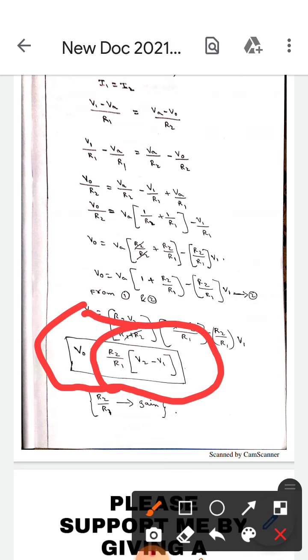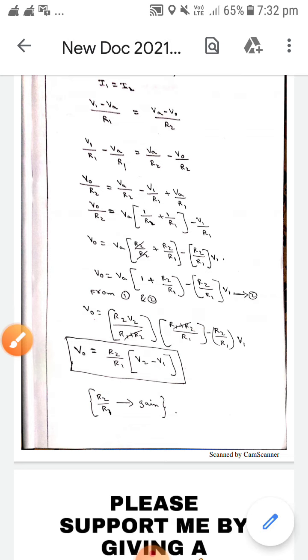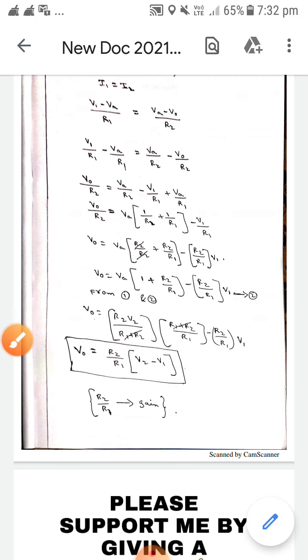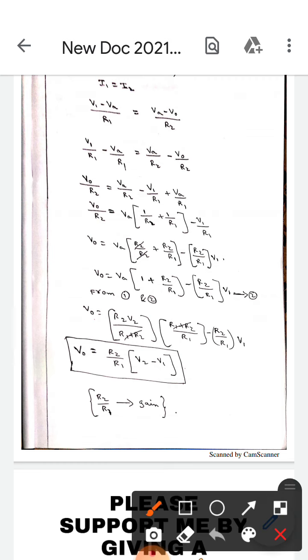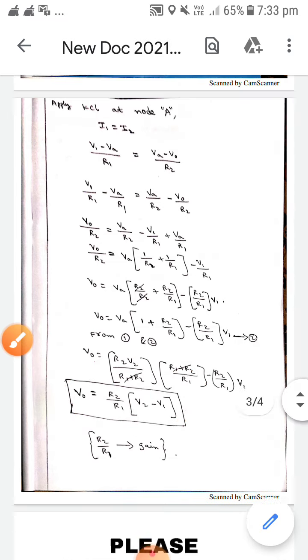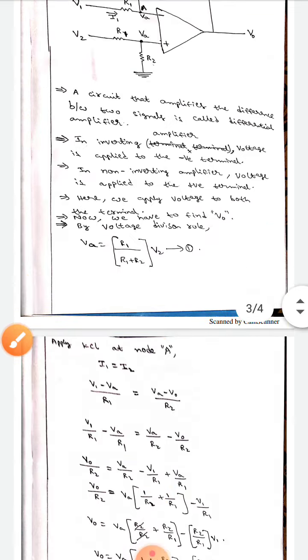Here R2 by R1 will be the gain. And as I already told you in the definition, it will amplify the difference between the voltages. This is the difference between the voltages, V2 minus V1. The output voltage will be amplified by R2 by R1. This is all about the differential operational amplifier.